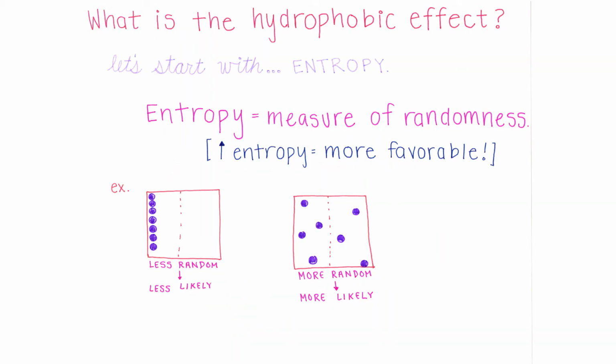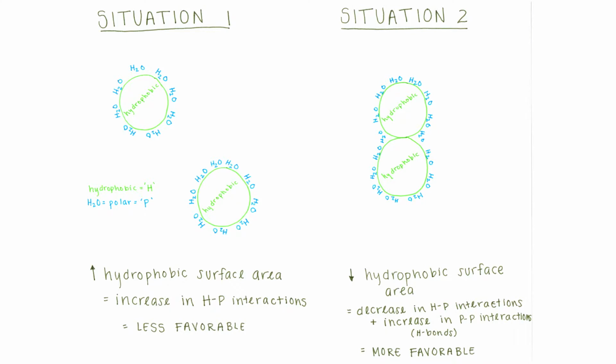For some quick background, entropy is simply a measure of randomness. The more random something is, the more likely it is to occur and the more entropy it has. The HP model first and foremost utilizes entropy through the hydrophobic effect. Hydrophobic molecules stick together in polar solution because water can form hydrogen bonds, a very favorable interaction, with itself. It can't with hydrophobic molecules.